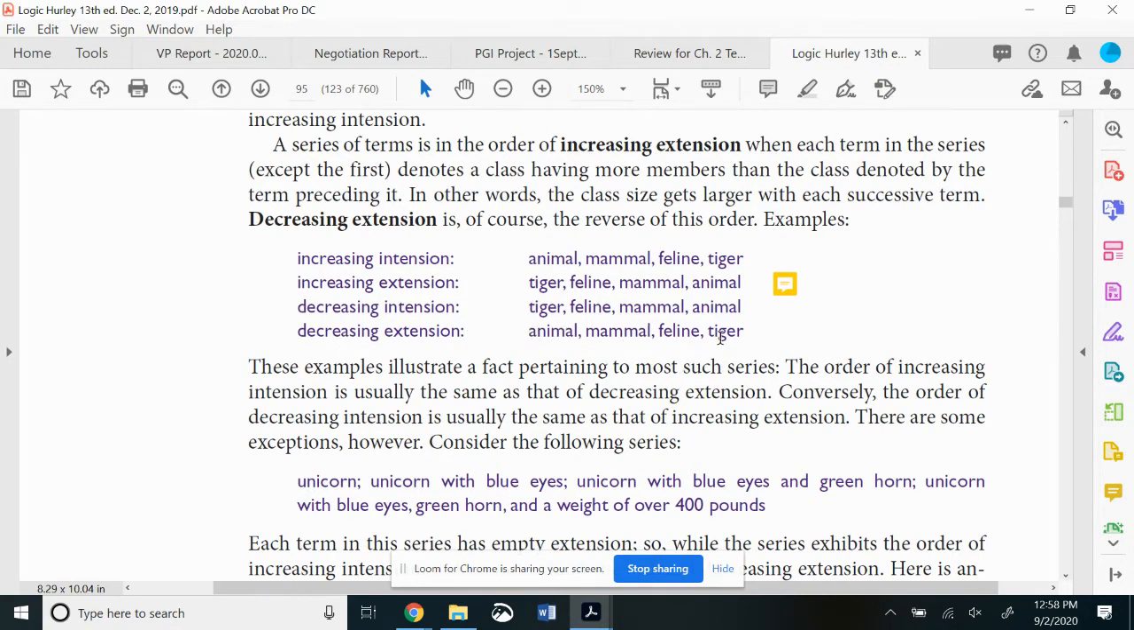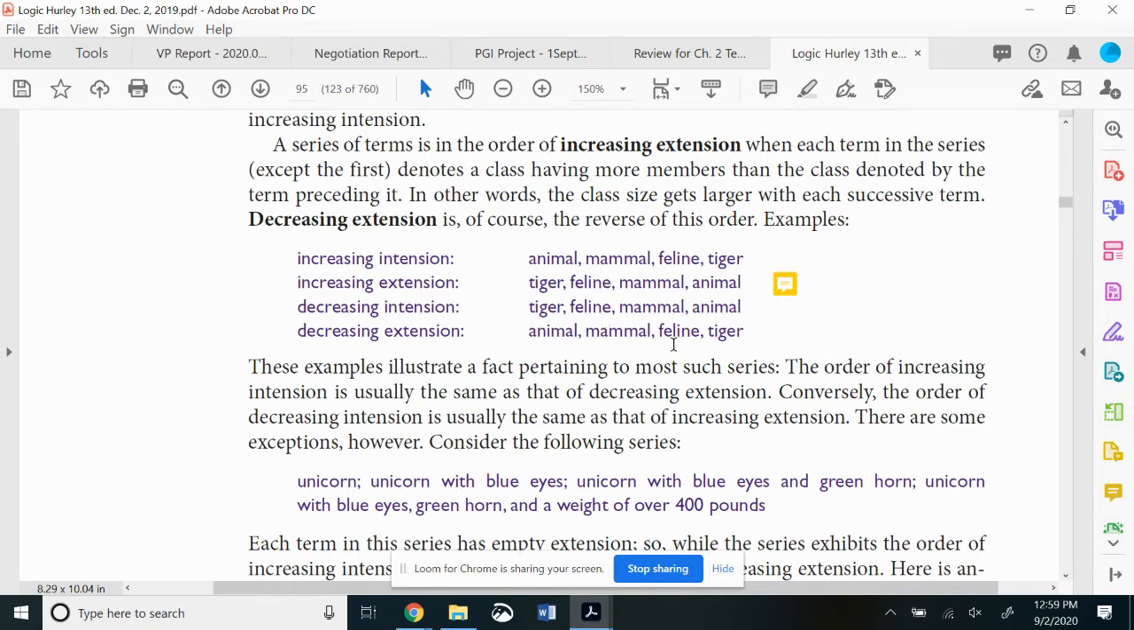He starts with animal, goes to tiger. So how to memorize this: decreasing extension is the same as increasing intention. What you do is you start with something very broad. There's more of it in reality. So there are more animals in the world than there are tigers, let's say. As you start stripping down, there's less of it in the world, and you start increasing its properties and attributes. So I have an animal, and then I have a mammal animal, something that's warm-blooded.